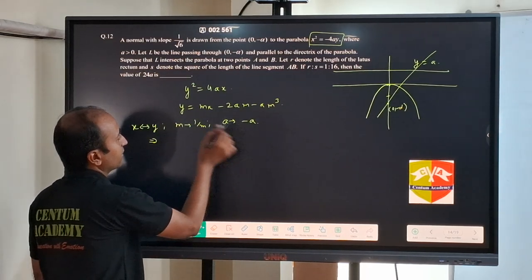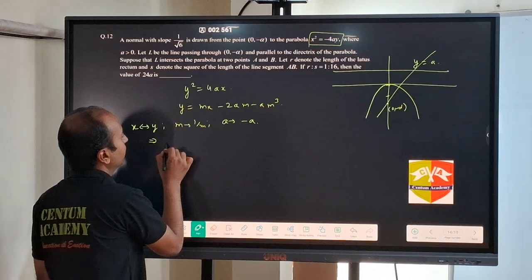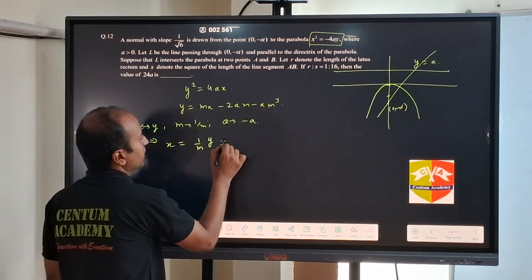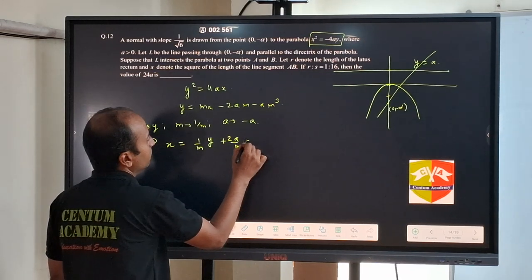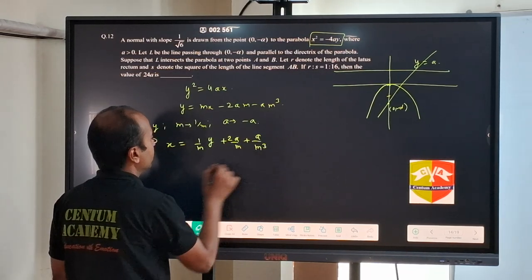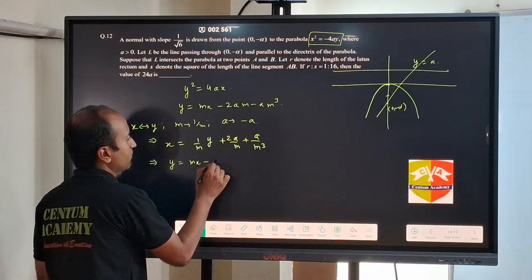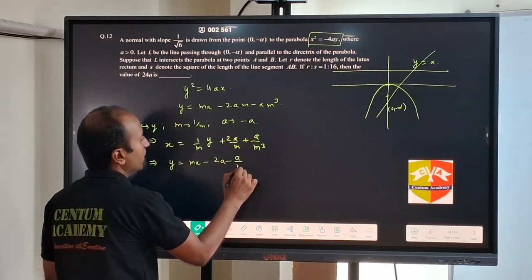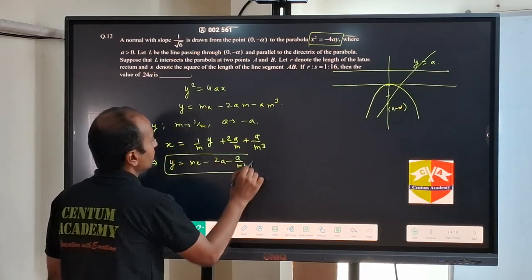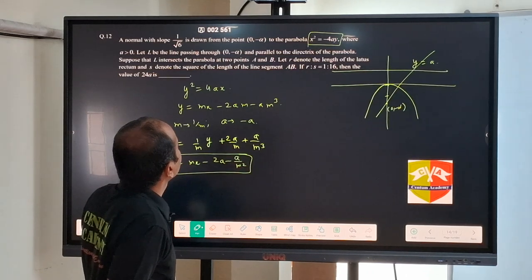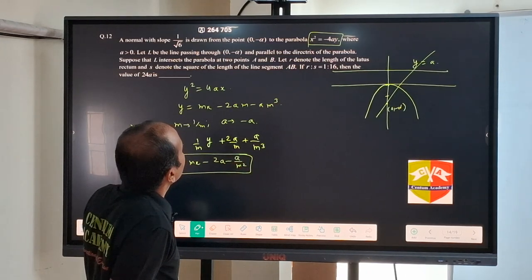Again, we teach this in the class, so y will become x is equal to 1 by m times y plus 2a by m plus a divided by m cube. If you rearrange it slightly, it will become y is equal to mx minus 2a minus a by m square. Now, what do we want to know about this? We want to know where it cuts the directrix of the parabola.